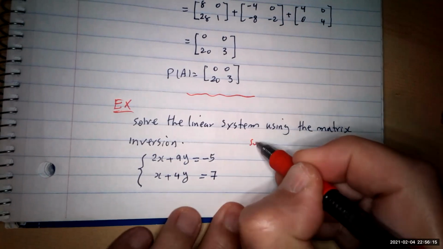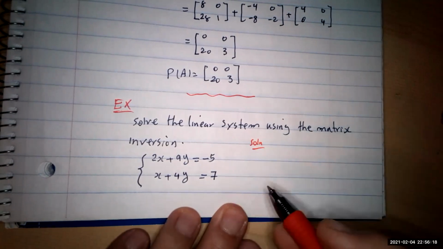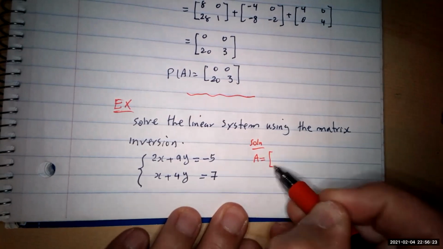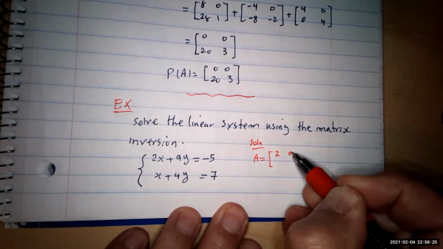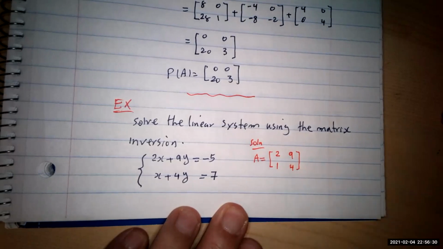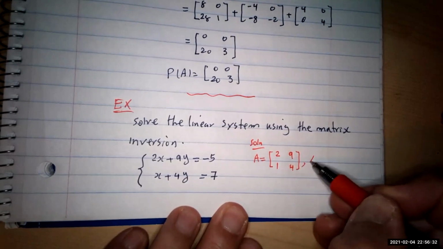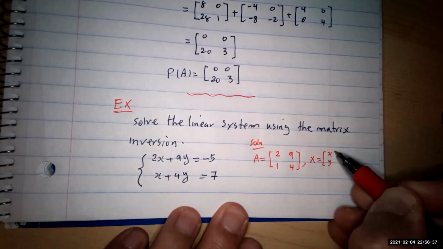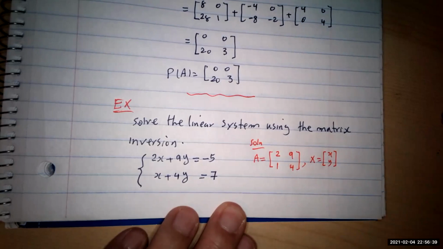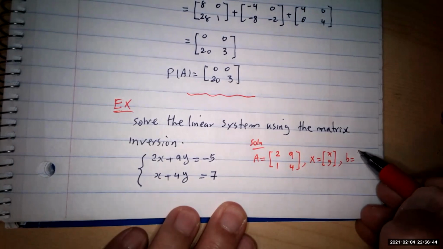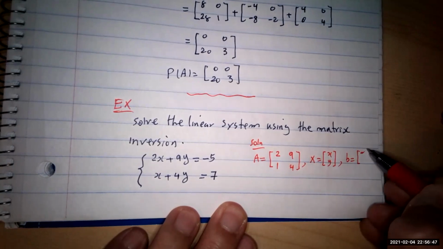So the solution is going to be, we introduce the matrix of the coefficients. We did it the other night. So we call A the matrix of the coefficients, which is equal to 2, 9, 1, and 4. Okay, this is the matrix of the coefficients. And we have the variables, the unknowns. We introduce the column vector, we get x and y. Then you have the constant terms. We are going to call it b, and this is going to be negative 5 and 7.